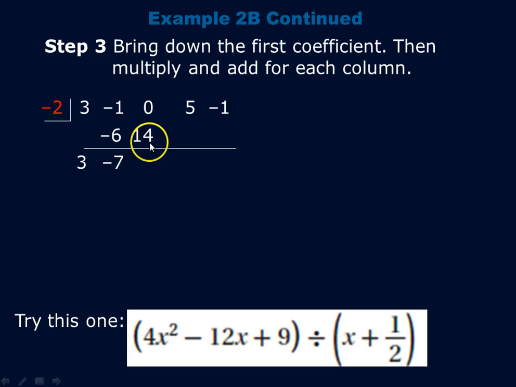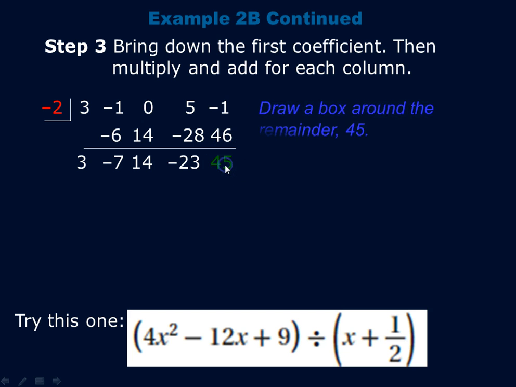What is 0 plus 14? It's just 14. 14 times negative 2, negative 28. 5 minus 28 is a negative 23. Alright, last time. Negative 23 times negative 2 is 46. Negative 1 plus 46 is a 45.